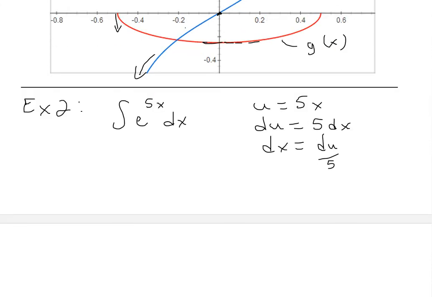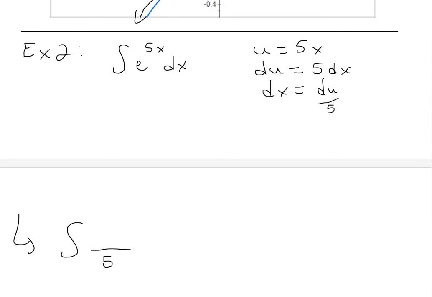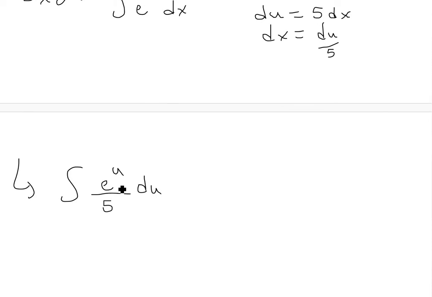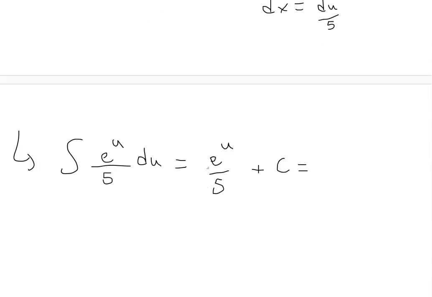So now we could plug in everything, and we will get the integral of, well, there's going to be a 1 divided by 5, and then there's going to be e to the power of u, and then the du. So this is basically replacing it. And now the antiderivative of e to the u is just e to the u. So we'll get e to the u divided by 5 plus c. And there's our answer, and we can just plug back the 5x inside. So we'll get e to the 5x divided by 5 plus c, and there is our answer.